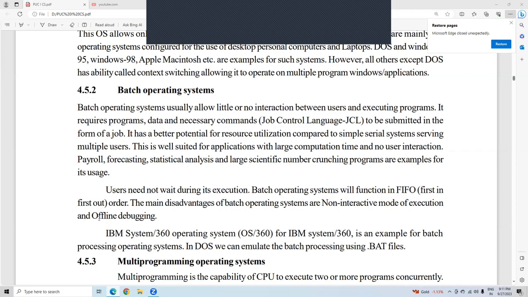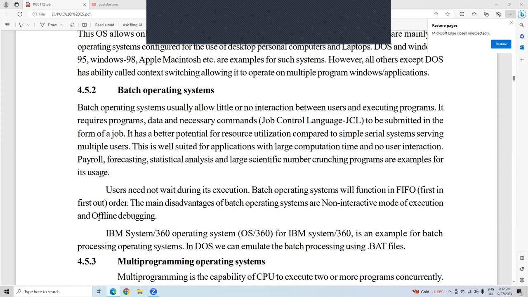Data and necessary commands, that is job control language, in short JCL, to be submitted in the form of a job. It has a better potential for resource utilization compared to a simple serial system serving multiple users. This is well suited for applications with a large computation time and no user interaction, like payroll forecasting, statistical analysis, and large scientific number-crunching programs. The user need not wait during its execution, right?